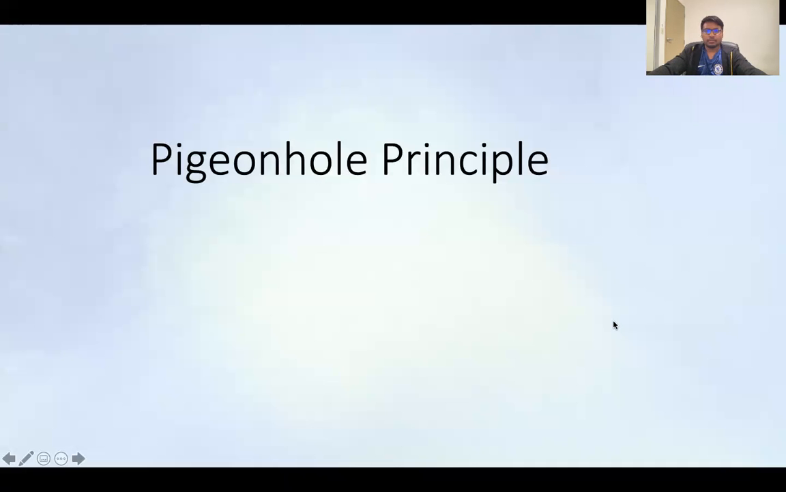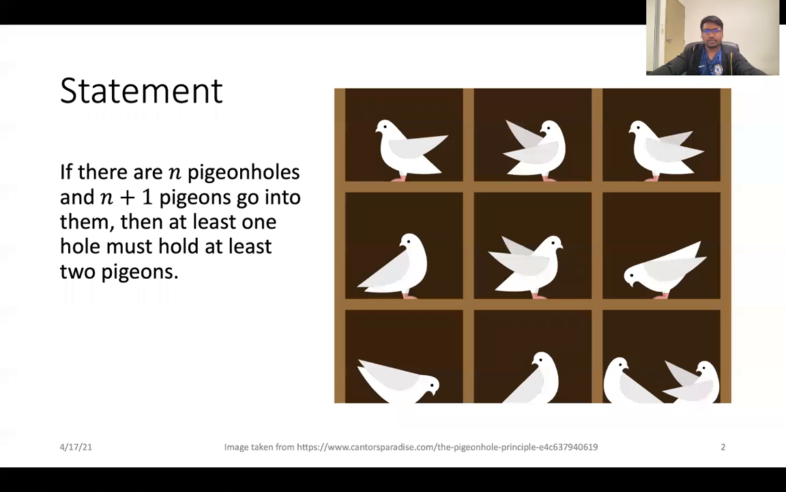So I'll be talking about the pigeonhole principle today, which is a very basic principle in counting. The statement of the pigeonhole principle is very intuitive. It says that if there are n pigeonholes and n plus 1 pigeons going to them, then at least one hole must hold at least 2 pigeons.